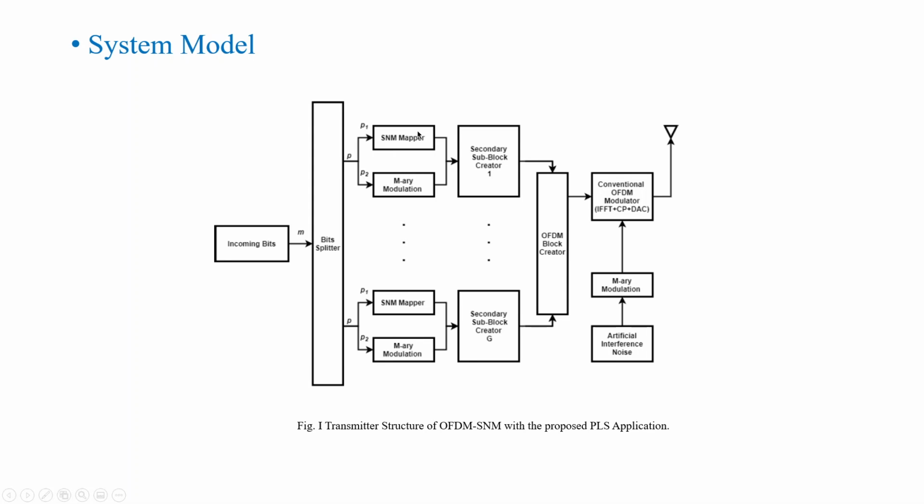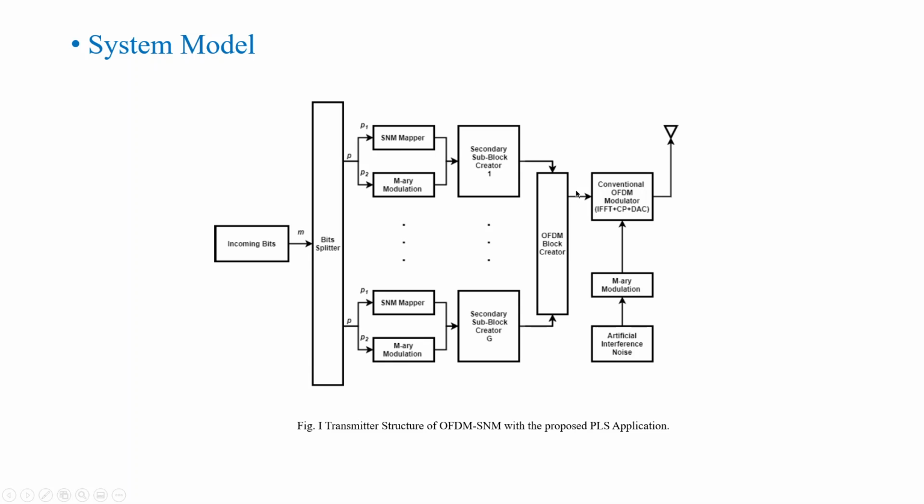After doing the splitting and the modulation according to the SNM mapper, we are sending those bits into the secondary subblock creator, and we are doing the same thing for all the different groups that we have created. After that we send those bits into the OFDM block creator, and after that point we apply the IFFT, cyclic prefix and DAC, and we do the conventional OFDM modulation.